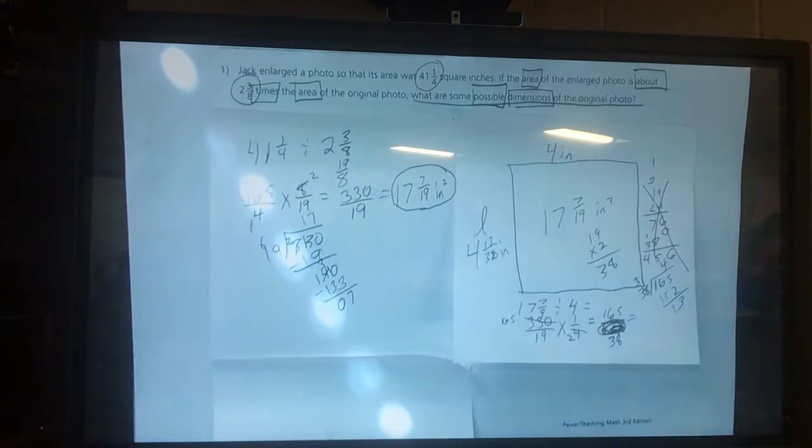by 4 inches is the possible dimensions of that shape, of that picture. There was a whole lot of steps here. There was a lot of steps in this process, but eventually we got it done. I hope this video helps.